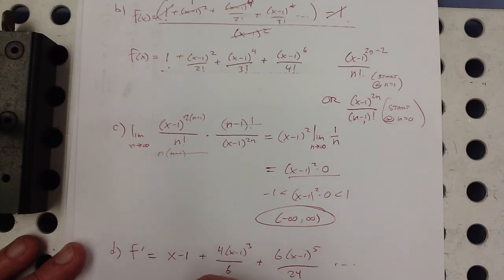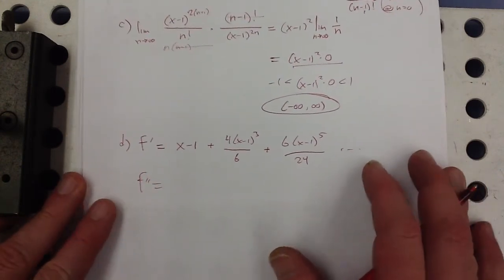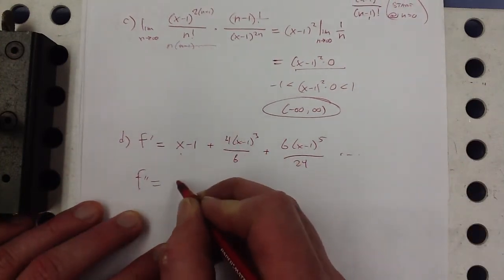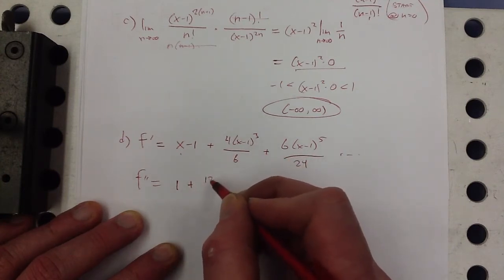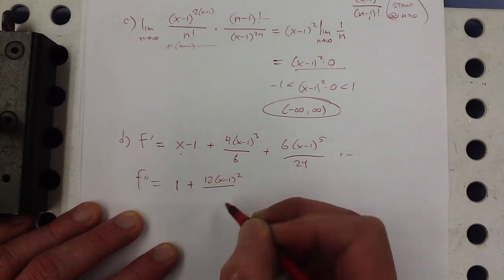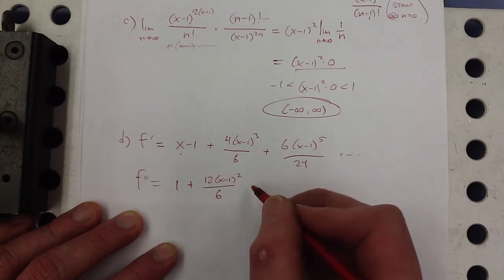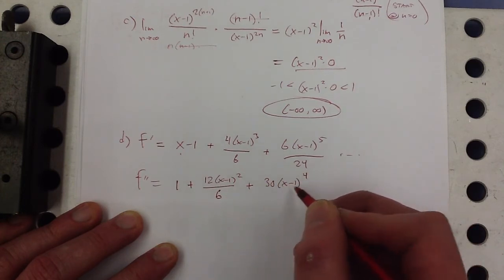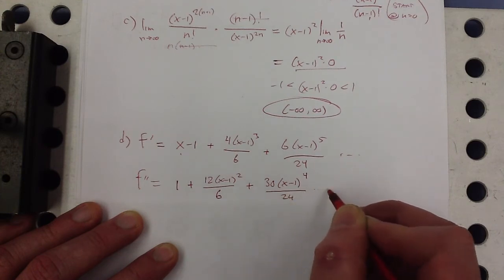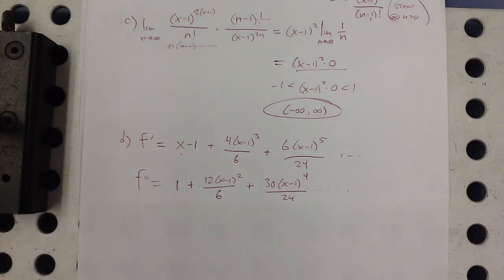And then the second derivative is 1 plus 12 times x minus 1 squared over 6 plus 30 times x minus 1 to the 4th over 24, etc. So are there any inflection points? Are there any things that you can plug in that make this equal to 0?